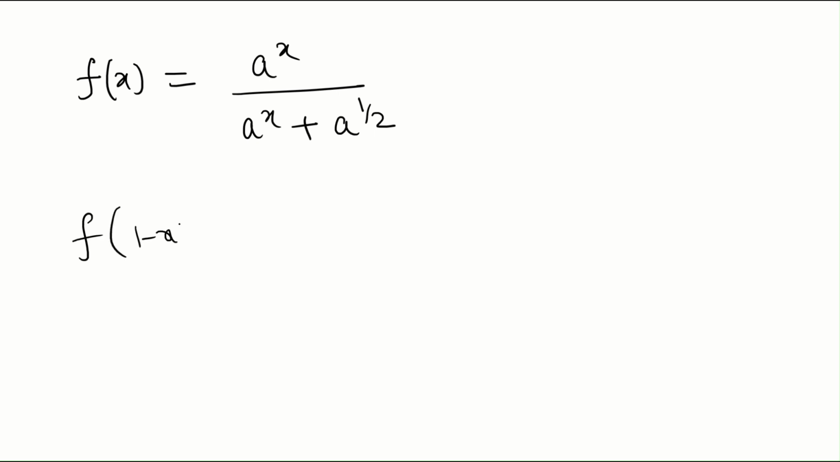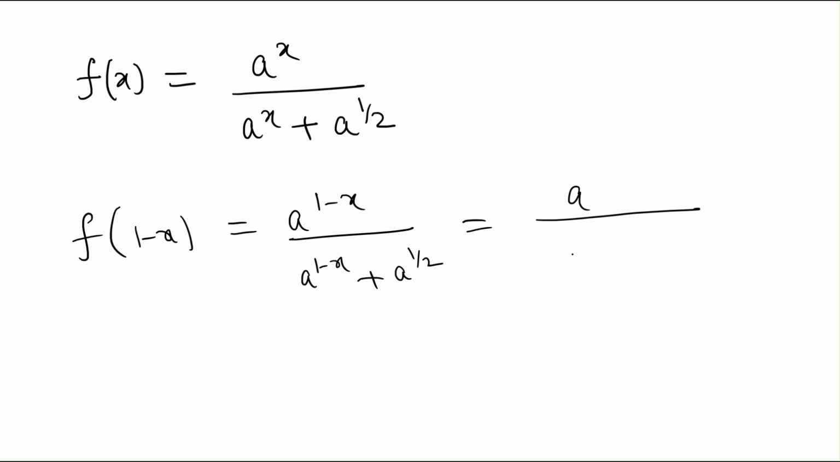f of 1 minus x will come out to be a raised to the power 1 minus x over a raised to the power 1 minus x plus maybe a raised to the power half. And if we multiply a raised to the power x in the whole expression, we will get a over a plus a raised to the power half into a raised to the power x. We can again cancel out a raised to the power half from both numerator and denominator, because a can be written as a raised to the power half squared. So we can cancel out this term and we will get simply a raised to the power half.